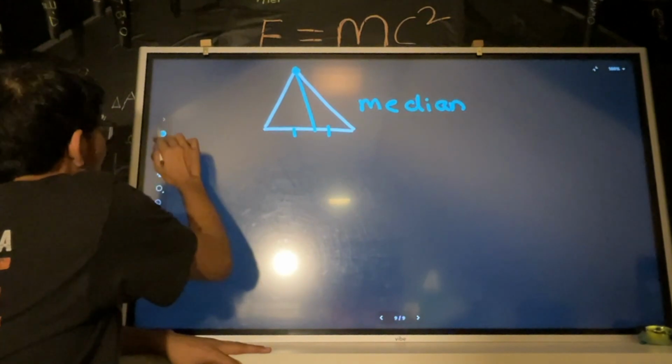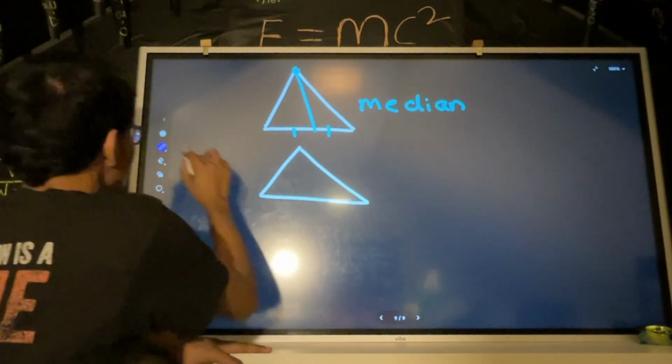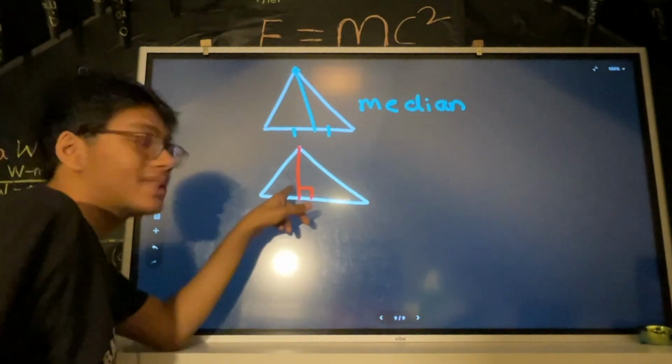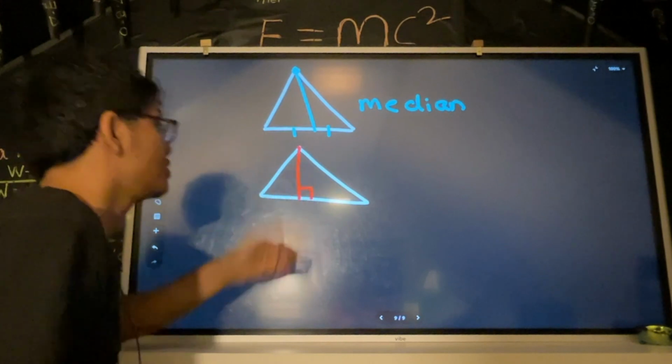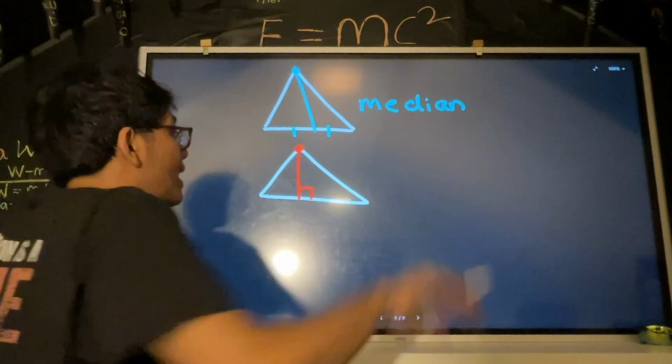The next one up is this one. Hopefully you can identify what it is just by looking at it. Just by noticing this right angle, you should think of the word altitude. And altitude starts from a vertex of the triangle and hits the opposite side at a right angle.